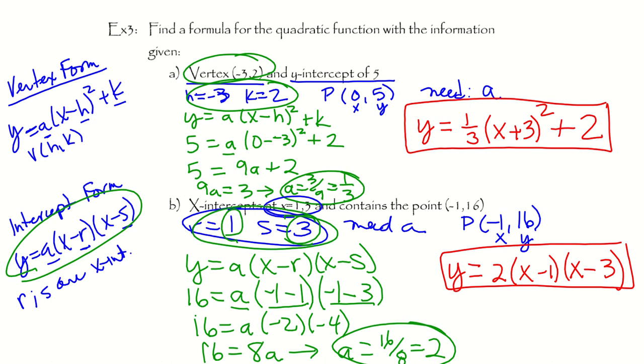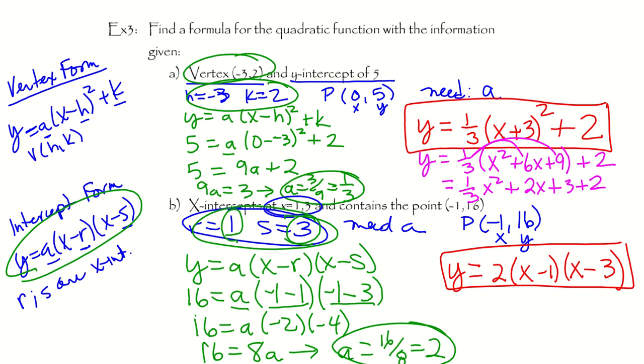Now, if I wanted to write an equation in standard form, I would just simplify those. So if I came in here, this would be y equals 1/3 times (x plus 3) squared, which is x squared plus 6x plus 9, and then plus 2. Distribute the 1/3 and I get 1/3 x squared plus 1/3 of 6, which is 2x, plus 1/3 of 9, which is 3, and to that I'm going to add the 2. So that would give me, this could be replaced with a 5, and I would have standard form of a quadratic.